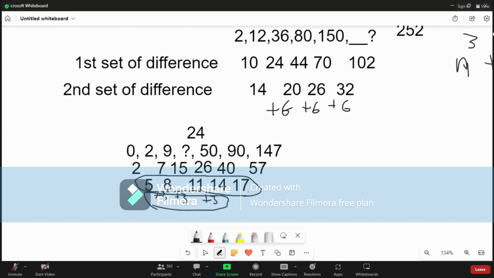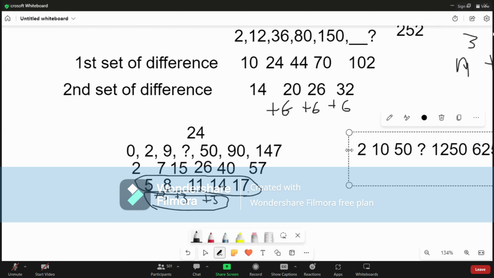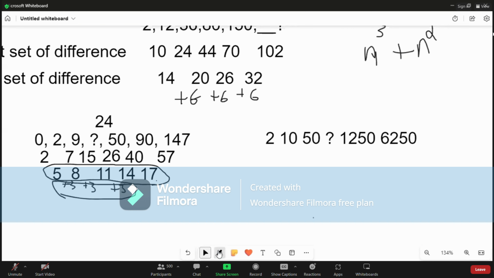Okay, so this question, it is easy. This is multiplication. You are just multiplying every term with 5. So this is into 5. This is again into 5. Again over here also it is into 5. So this term has to be 50 into 5. That is 250. 250 has to be the term over here.